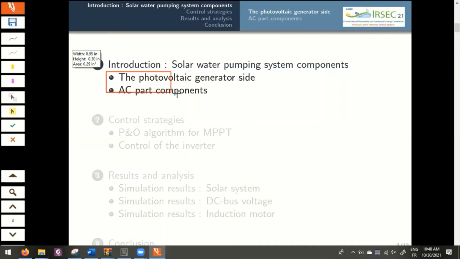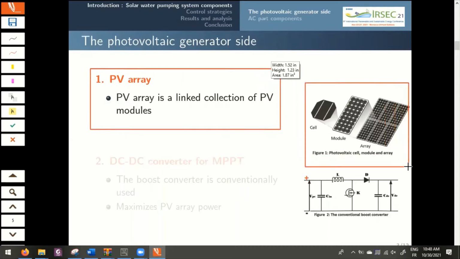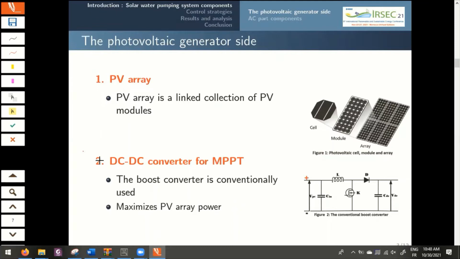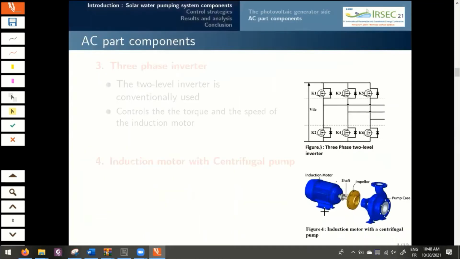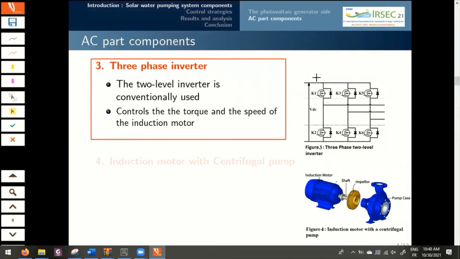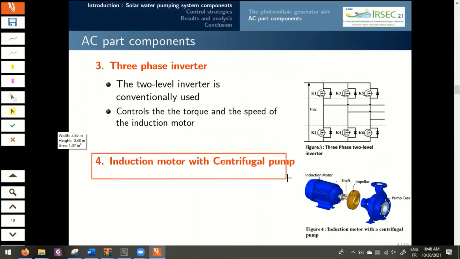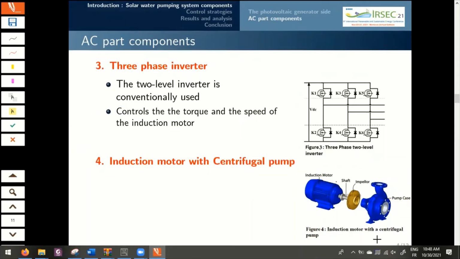In the pumping system, there are two main parts, the DC part or the photovoltaic part and the AC part or the motor pump side. First of all, let us focus on the DC part. The photovoltaic array is the main component in the DC part. For a two-stage solar pumping system, the boost converter is used for maximum power point tracking. Now, we would like to take a look into the AC part, in which the three-phase inverter is used to drive the induction motor. The centrifugal pump and the induction motor is the fourth part of our system.